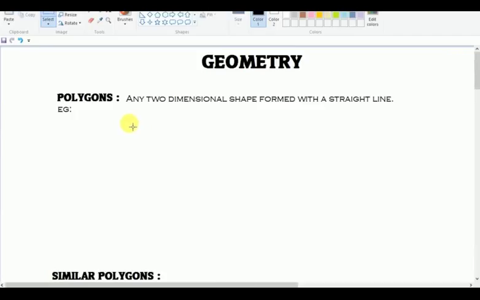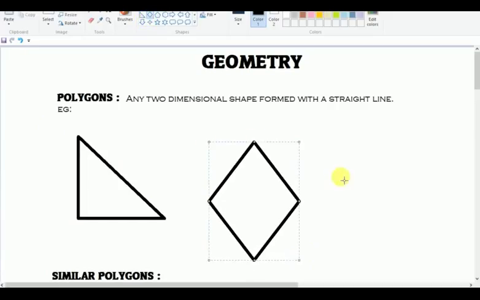What are polygons? Polygons are two-dimensional shapes formed with straight lines. Let me show you examples of polygons. This triangle, for example, is a polygon. Why? Because it's made up of straight lines. One, two lines. There's no curve, there's no anything. And this kite is also a polygon.